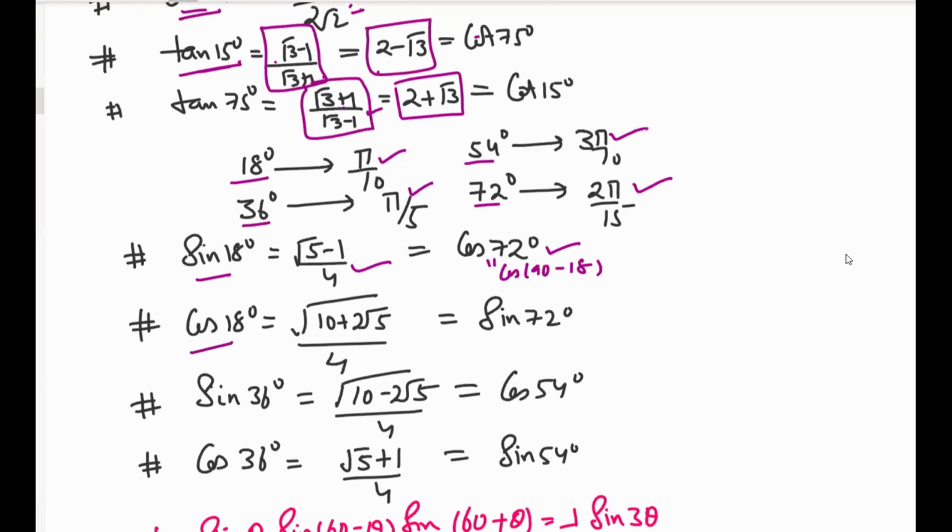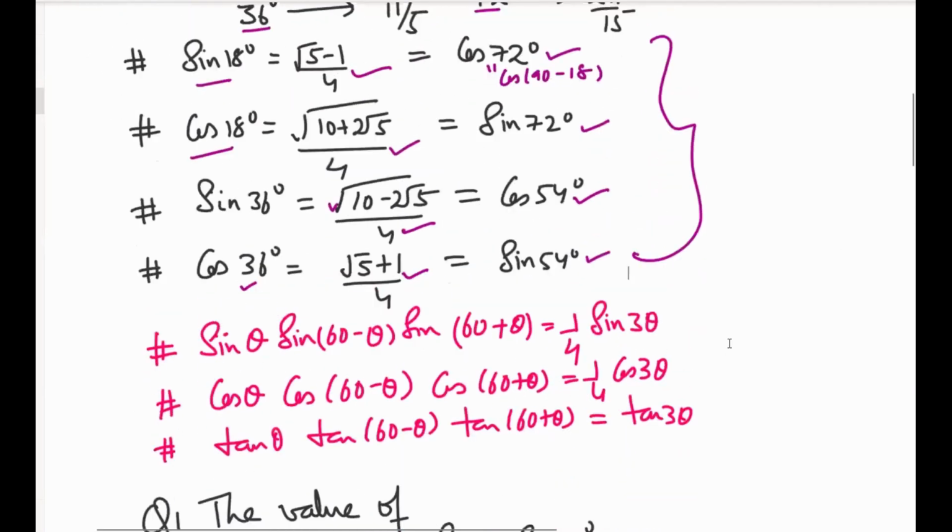Cos 18 is root of 10 plus 2 root 5 upon 4, and that is equal to sine 72. Sine 36 is root of 10 minus 2 root 5 upon 4, and that is also equal to cos 54, since sine 36 is cos 90 minus 36. Cos 36 degree is root 5 plus 1 upon 4, and that is also equal to sine of 54 degree. So we have to keep all these values in our mind because we have to use these values in the following questions.